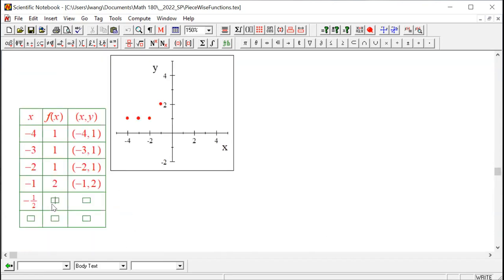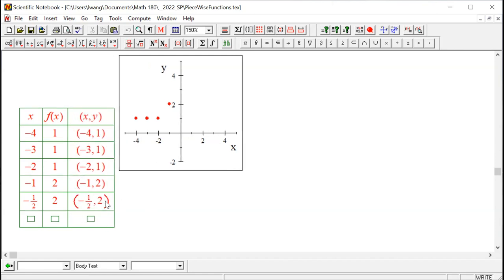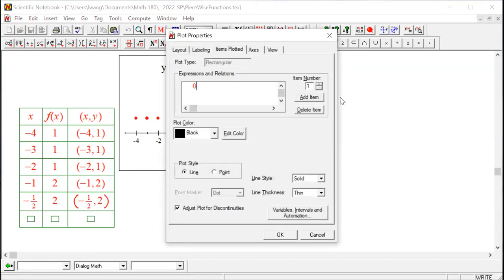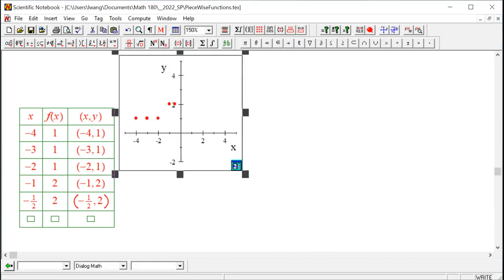Okay, so that's going to be 2. So we have another point, which is -0.5 and 2. Okay, input, output. So if I put this point on the graph, right there, we get another point, right?